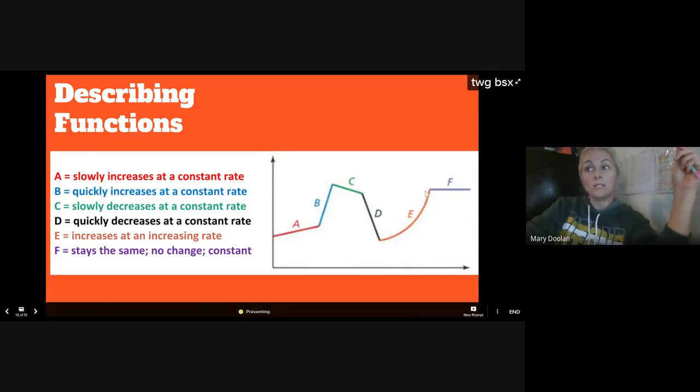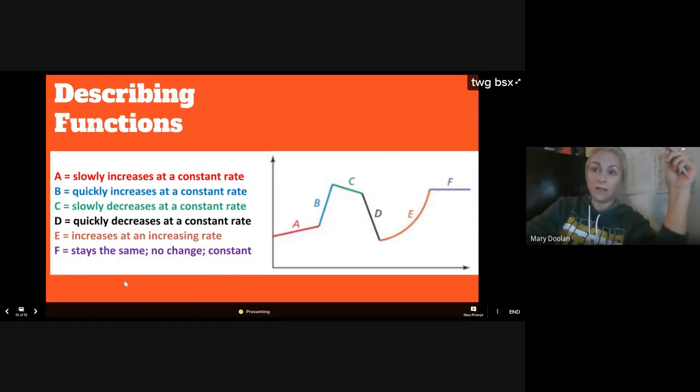For E, this is not a straight line segment, it's a curve. E is increasing because it is starting low and ending up higher. And the rate is not constant, it is an increasing rate. So it is speeding up.